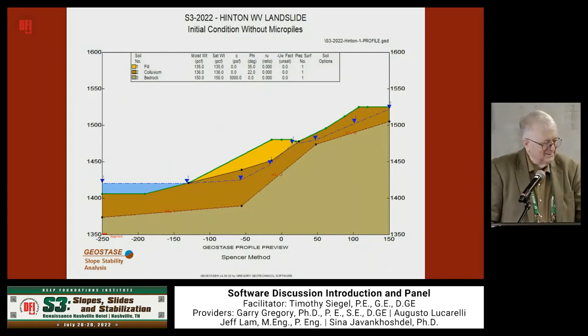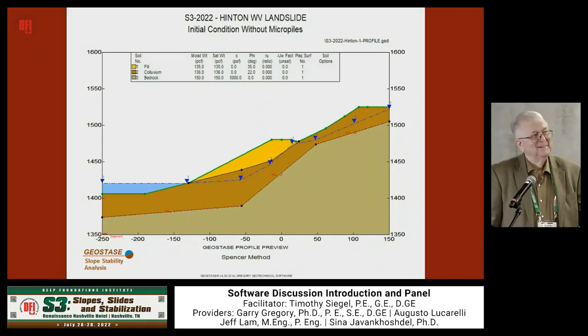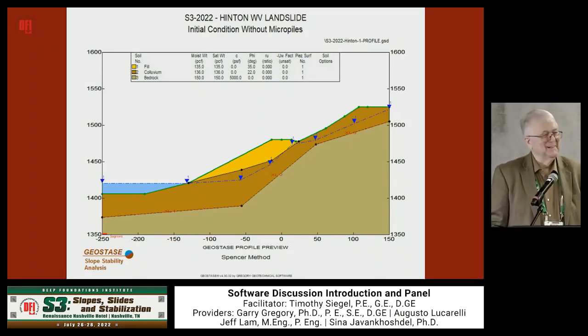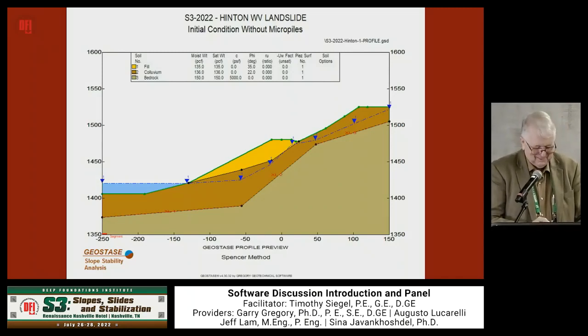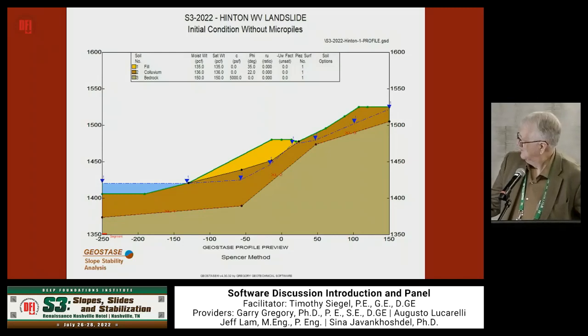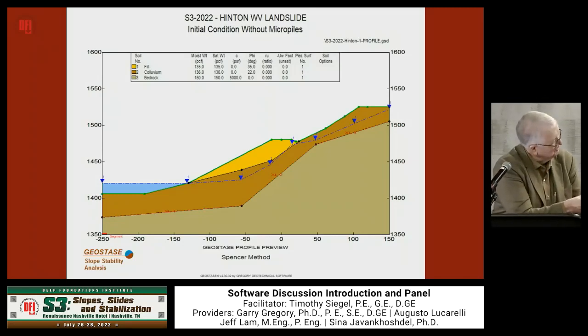Okay, this is the geometry of the slide, the problem as presented to us. The construction plans show a right facing slope, but the DXF file we were presented shows a left facing one, so that's what I picked, the left facing. It doesn't matter, it'd be exactly the same. And of course, this is the fill, the colluvium, and then the bedrock.